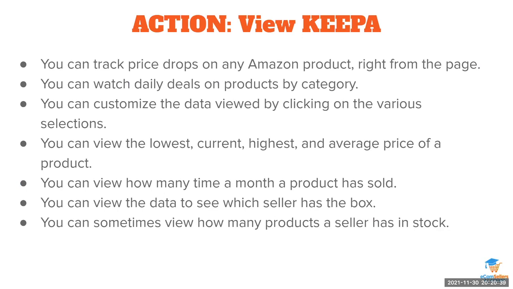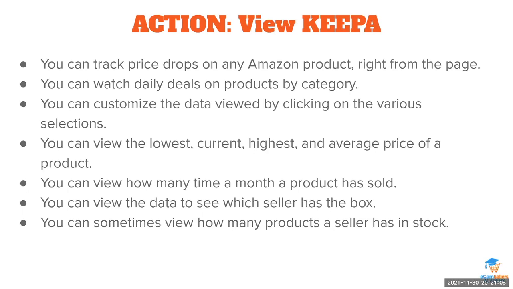So, the things that you can do with Keepa, I got ahead of myself. You can track your price drops on Amazon, any products that you have on Amazon. You can watch for daily deals. I don't do that as much, but sometimes you can get a great daily deal. You find something that is really, really inexpensive and turn around and flip it back onto Amazon or any other platform that you might be selling on. It might be worth it, depending on the margins.